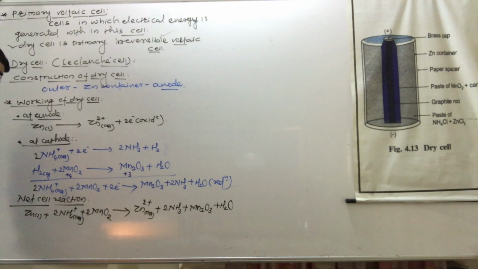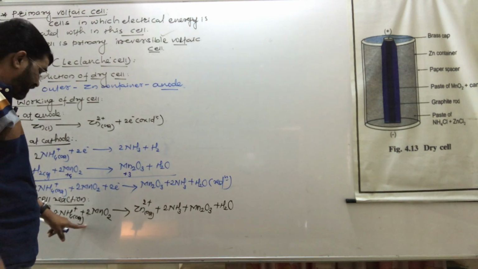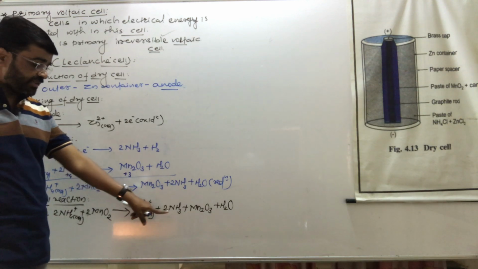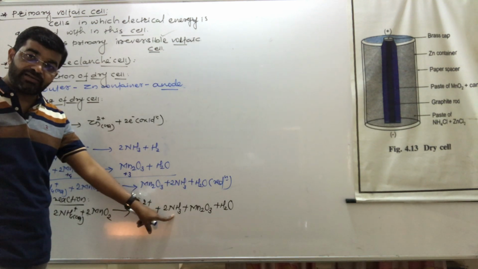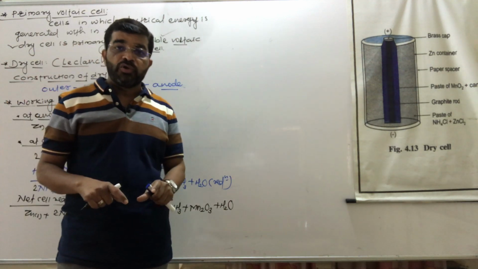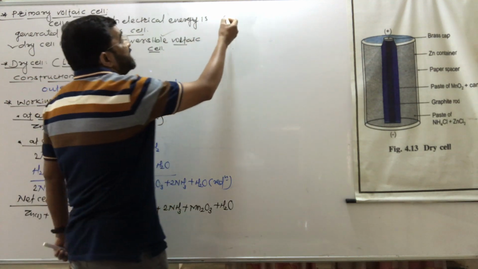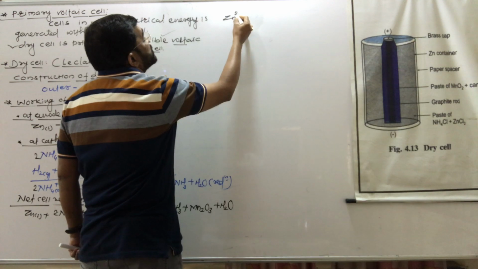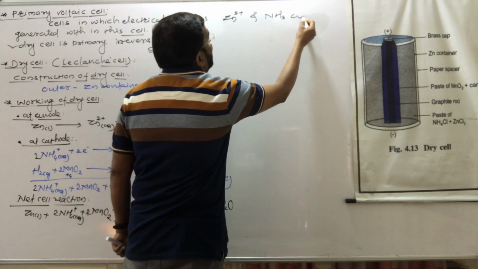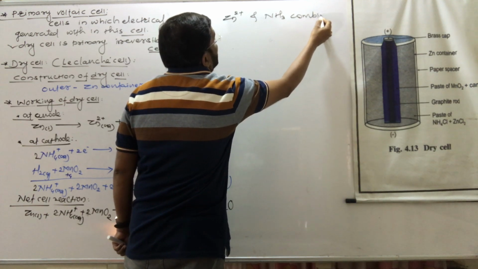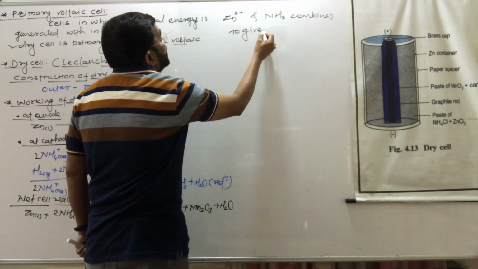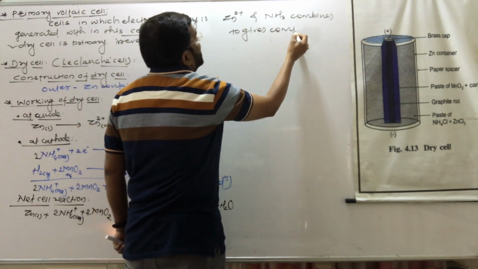And one point you have to remember: in this cell reaction there is formation of ammonia, and zinc ions are already formed at the anode. So what happens? The zinc ions and ammonia combine to give a complex.